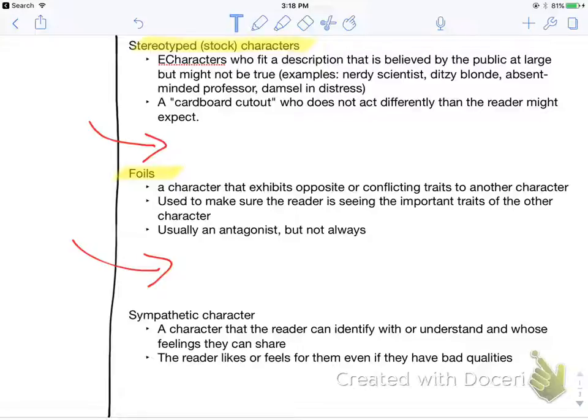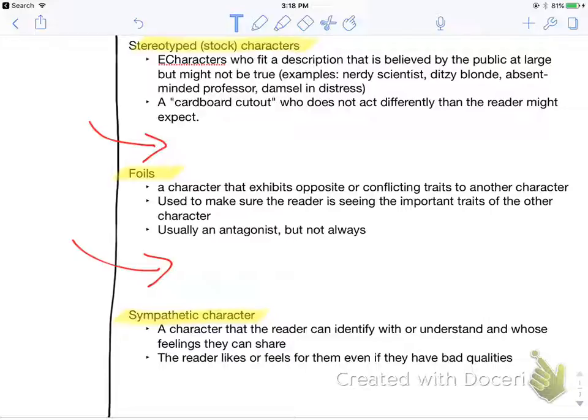Okay, next one is a sympathetic character. Okay, now this isn't necessarily a character who is nice to everybody. That's not what sympathetic in this case means. A sympathetic character is one that the reader can identify with or understand. They might have feelings that they can share. The reader kind of gets them. They kind of root for them and they like them. And that can happen even if that character has bad qualities. They don't always have to be nice guys or good guys or protagonists to be a sympathetic character.